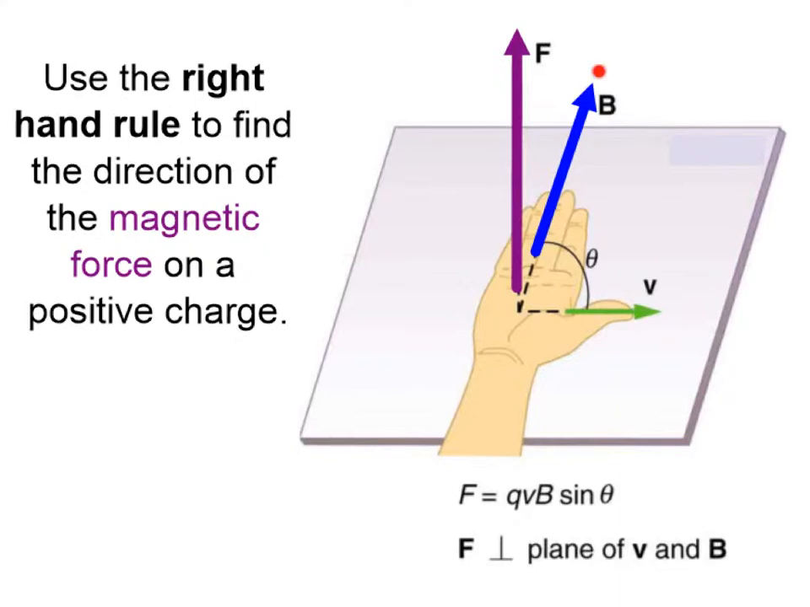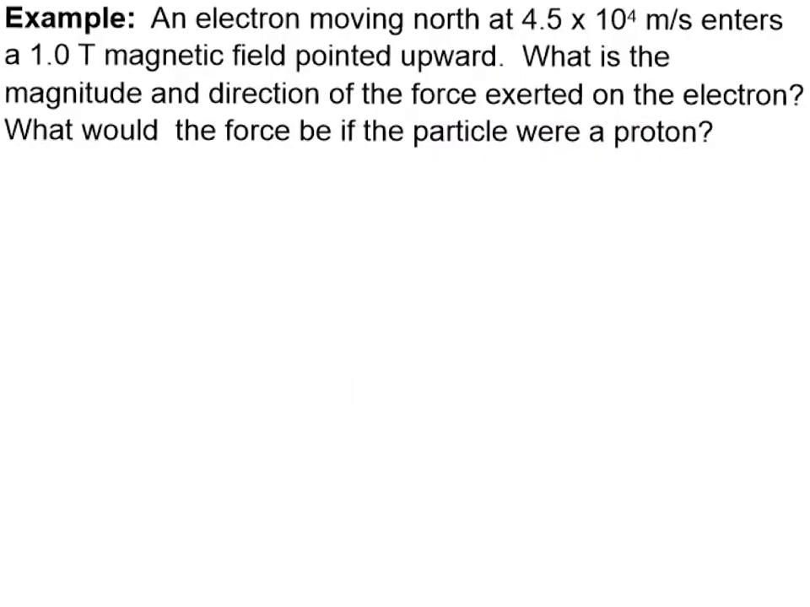And in this case, the magnetic field is up in the same plane as the paper. The velocity and the motion of the charged particle is moving in the plane of the paper to the right, and then the force would be coming straight at you out of the paper.